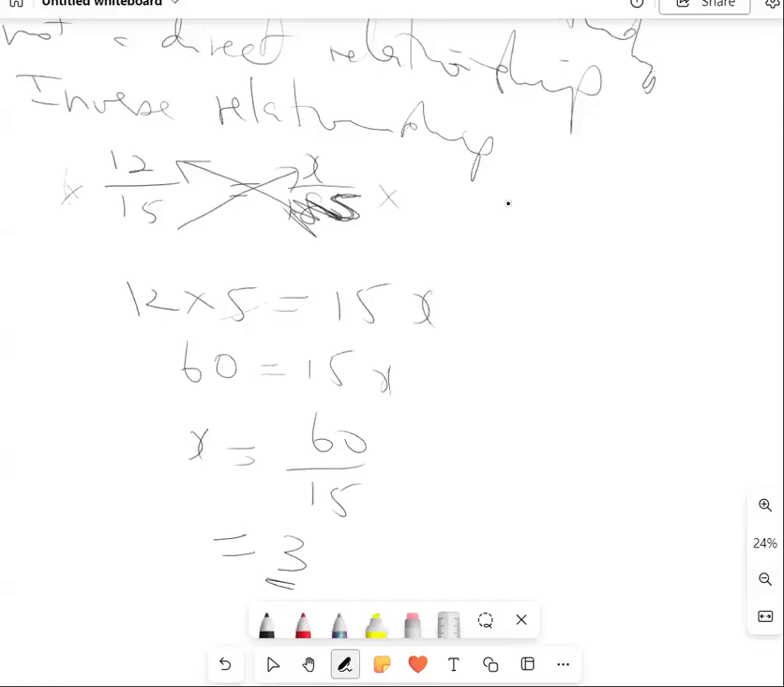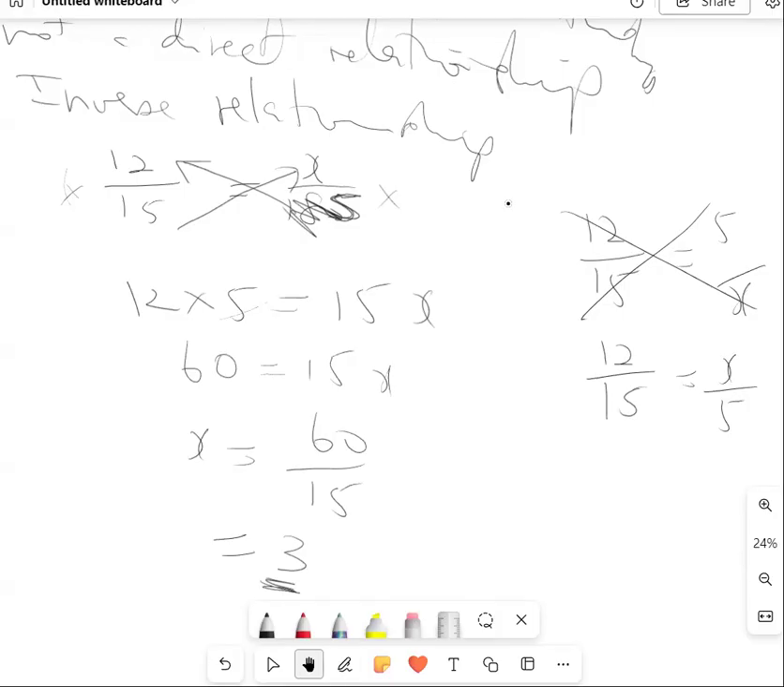So notice your relationship. If it was direct, you would have gotten 12 over 15 equal to 5 over x. But no, it's not a direct relationship. It's an inverse relationship. So this ratio, 12 over 15, must be equal to not 5 over x, but x over 5. You have to invert one of them. So you play around with the numbers and you will get x equal to 3. And indeed, 15 men will take 3 days to sew the 180 shorts.